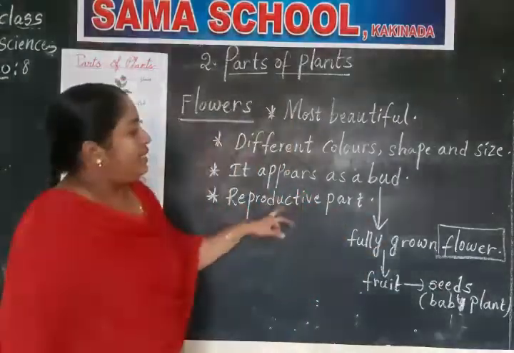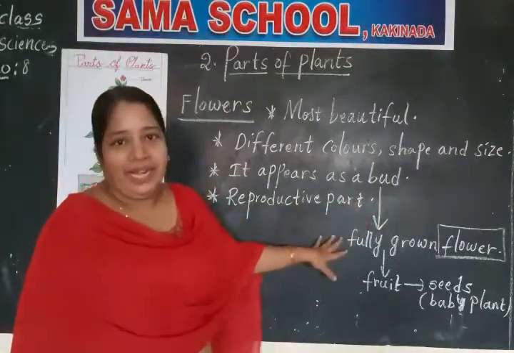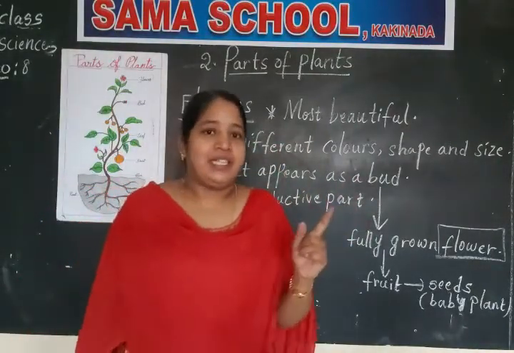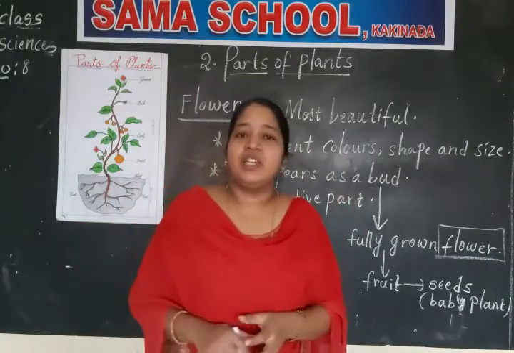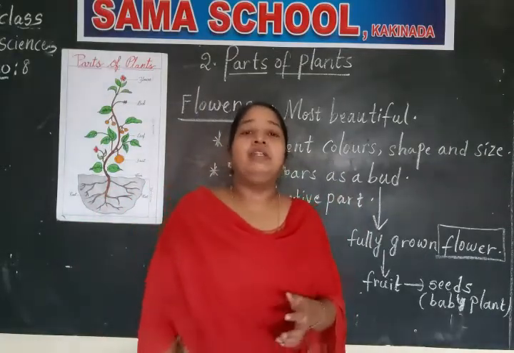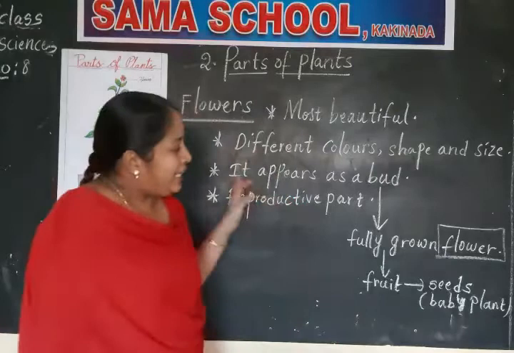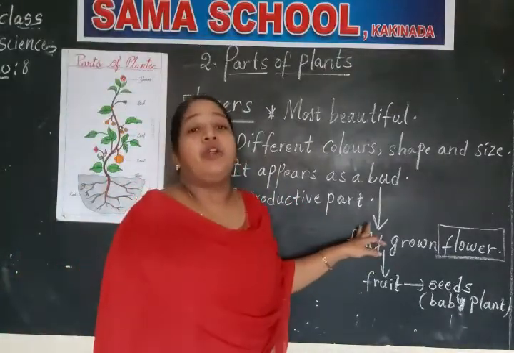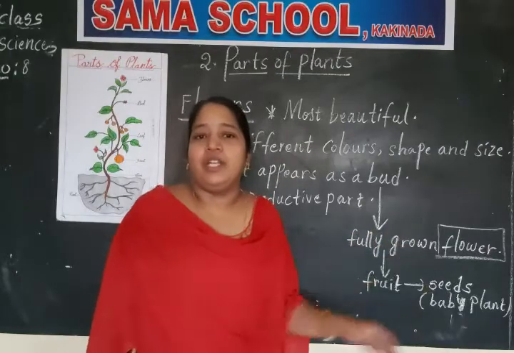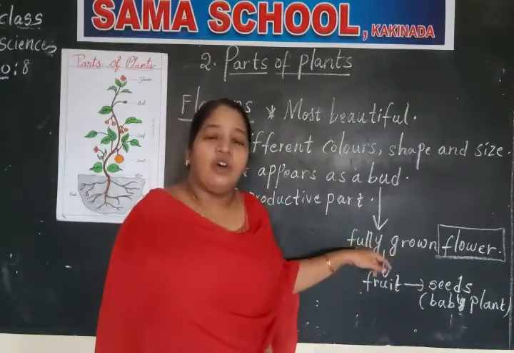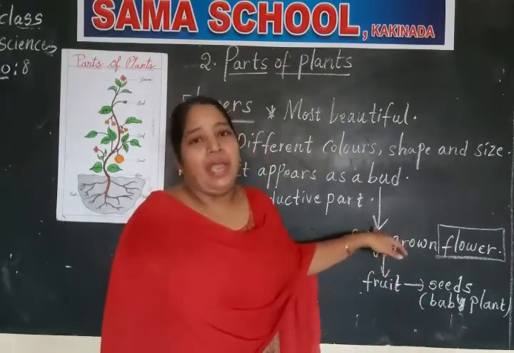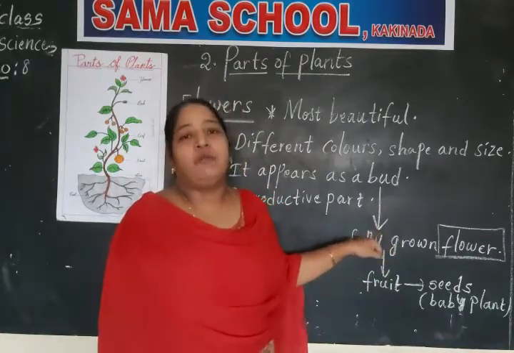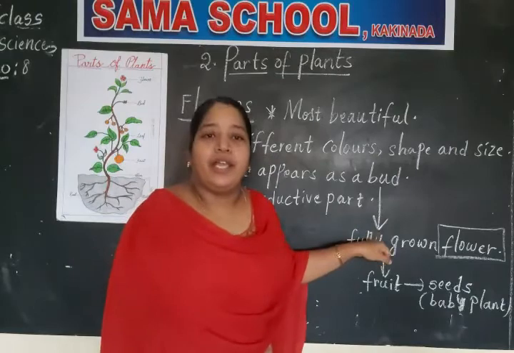So flower is the reproductive part of a plant. We have already learned what is reproduction in the first lesson. What's the name of the first lesson, children? Yes, living and non-living things. And in that lesson, you have already learned what is reproduction. What is reproduction? Tell me, children. Yes, the process of producing young ones. That process we call reproduction.